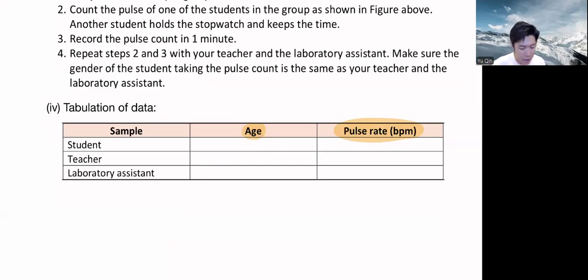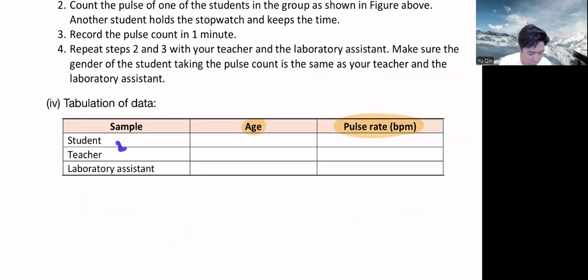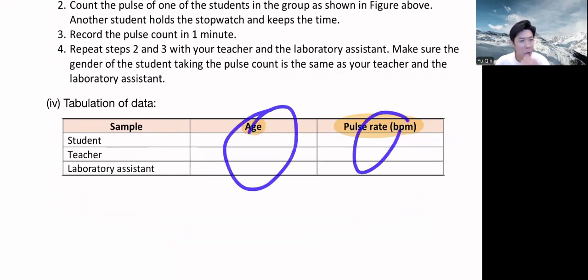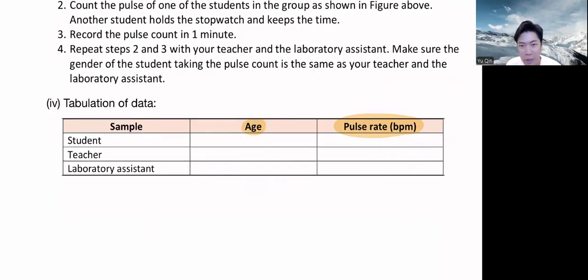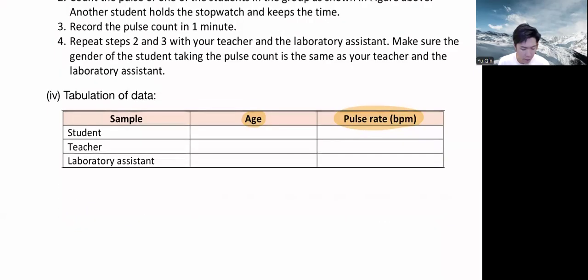So number 1 is either question asked for data like that, tabulation of data, or question asked for state what could be observed from the experiment or the results that you may obtain. Then this one you for real gonna write the result. So obviously what we have here is we realize student has the highest pulse rate compared to everyone else. I don't know what's the number, but I can be sure that students has the highest pulse rate compared to teacher and laboratory assistant.